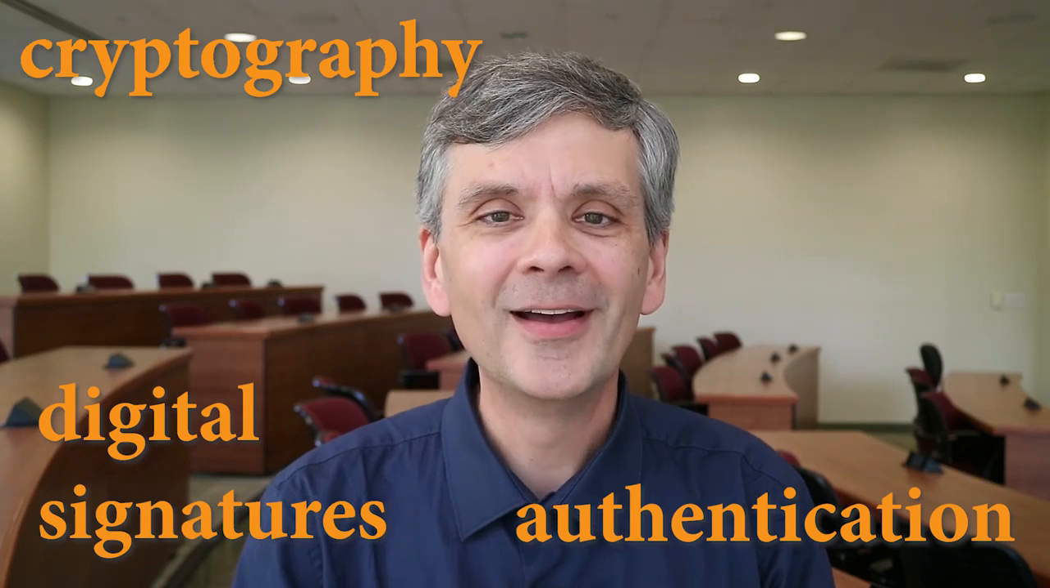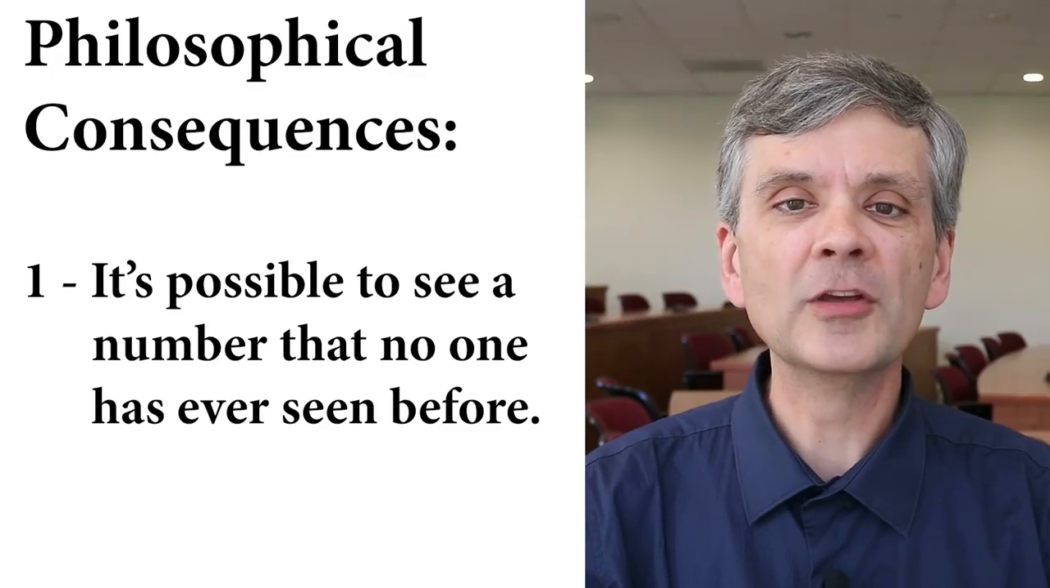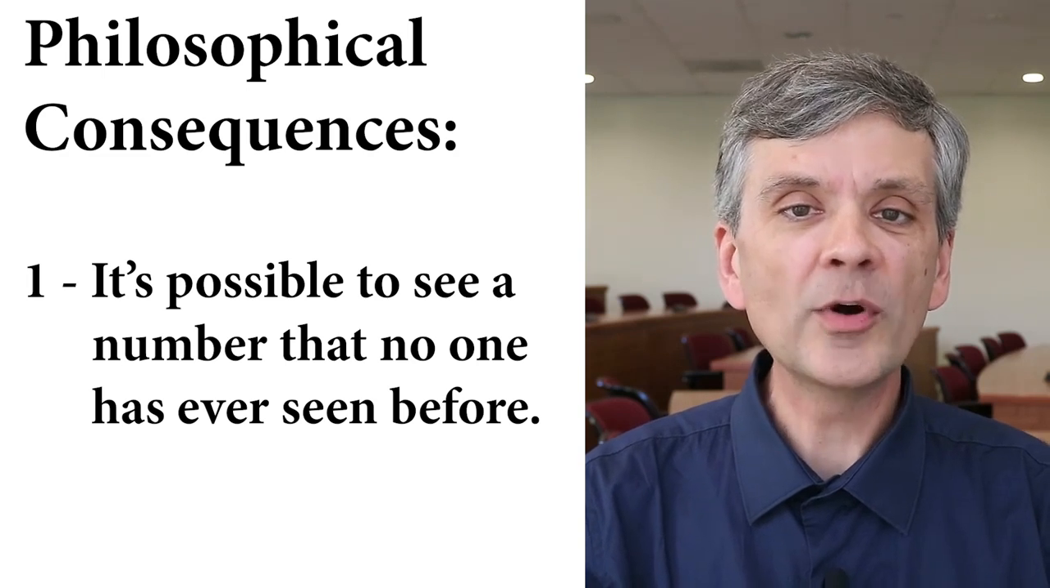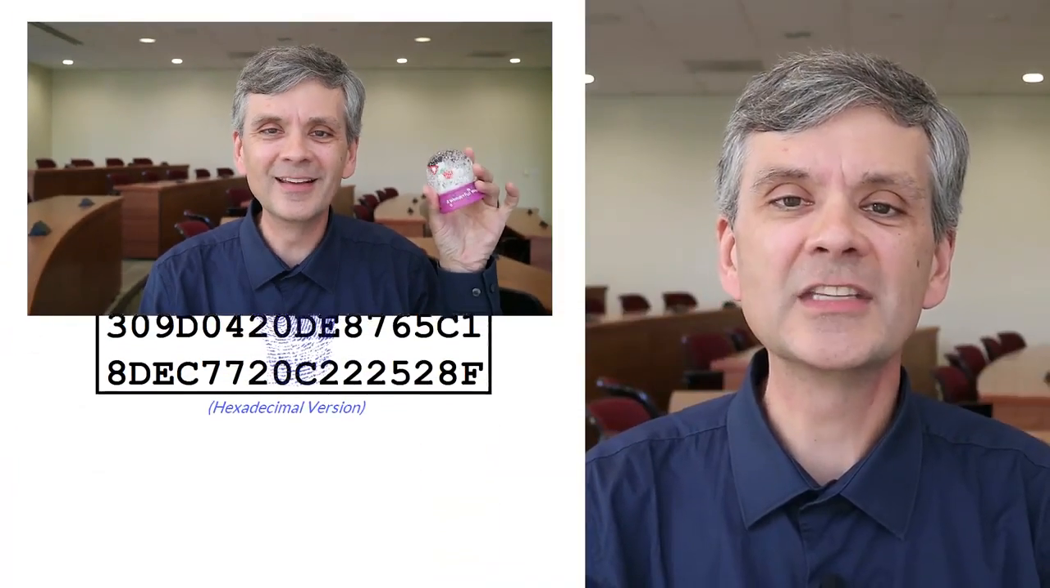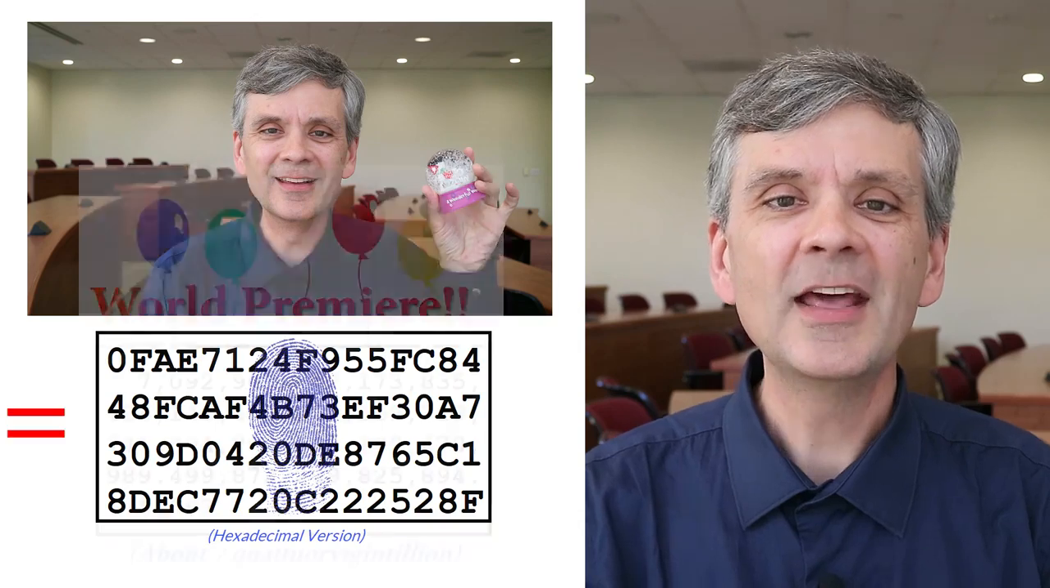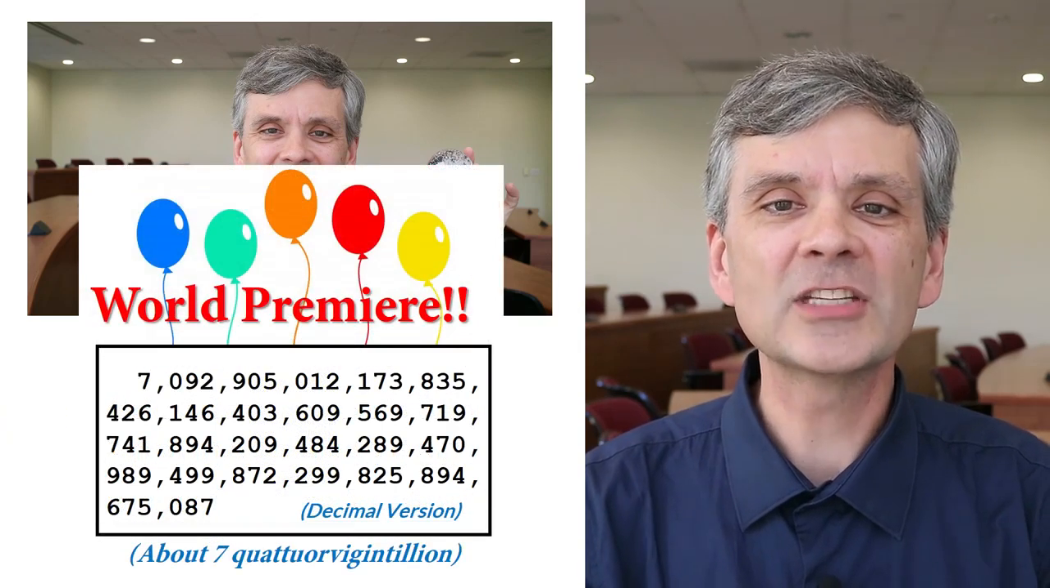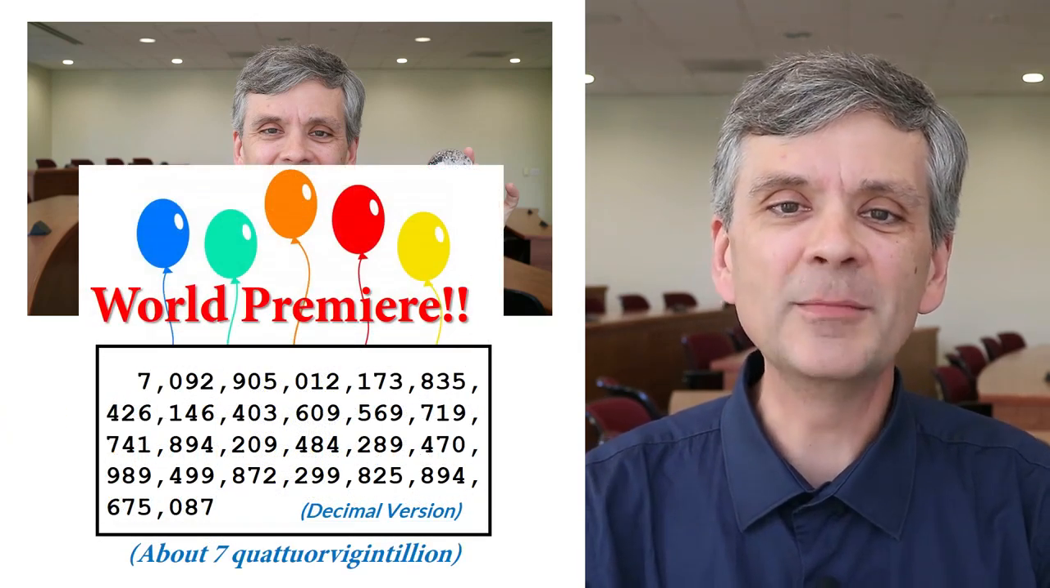So these properties make SHA-256 useful for all kinds of applications: cryptography, digital signatures, authentication. Oh, and there's Bitcoin. More in a minute. Beyond the usefulness of this algorithm, I think some of the philosophical consequences are amazing to think about. First of all, it's possible for you to see a number that literally no one else in human history has ever seen before. All you have to do is take a picture with some randomness in it and then calculate the SHA-256 hash. So ladies and gentlemen, here's the world premiere of this number that I just made from that picture. It's never been seen before.